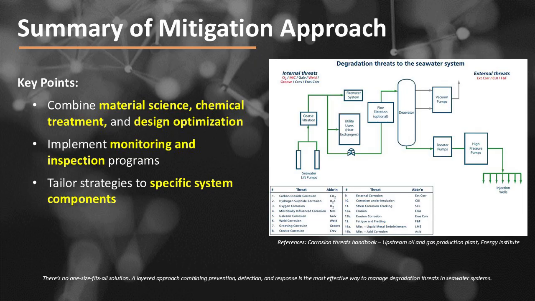Summary of mitigation approach: there's no one-size-fits-all solution. A layered approach combining prevention, detection, and response is the most effective way to manage degradation threats in seawater systems. Key points: number 1, combine material science, chemical treatment, and design optimization. Number 2, implement monitoring and inspection programs. And number 3, tailor strategies to specific system components.